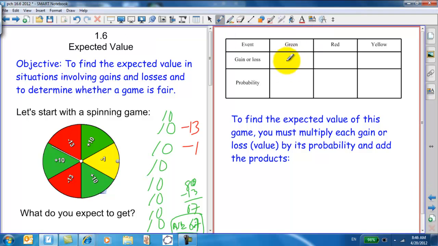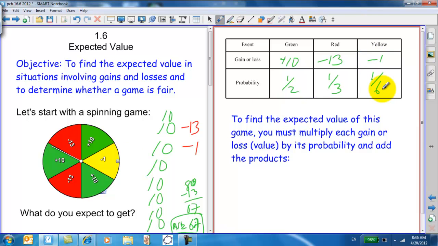If you roll a green, you gain 10. Your chance of a green is 3 out of the 6 equal sections, so that's a half. A red, you lose 13, and there's a 2 out of 6, or 1/3 chance of losing that. And yellow, you lose 1, there's a 1/6 chance of that.